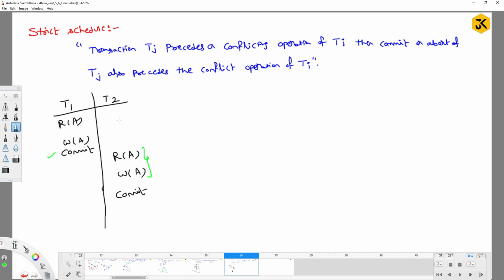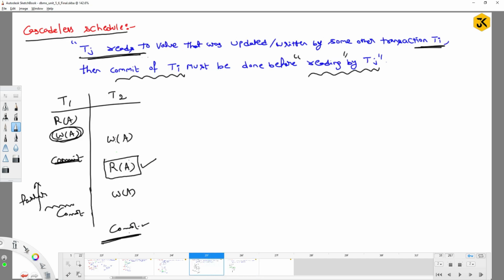Can I call it a cascadeless schedule? Yes, I can call it a cascadeless schedule. Why? Because the read operation it is performing is done once the commit is done by the other transaction. So I can call it a cascadeless schedule also. I cannot call it a cascading schedule. Okay, done, cascadeless.